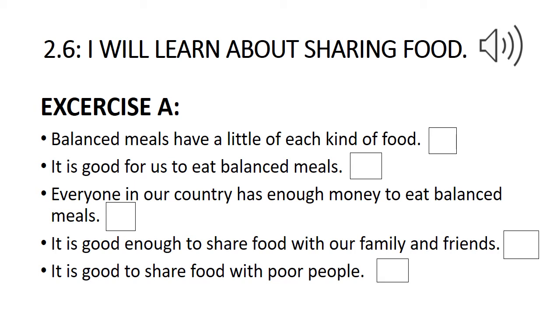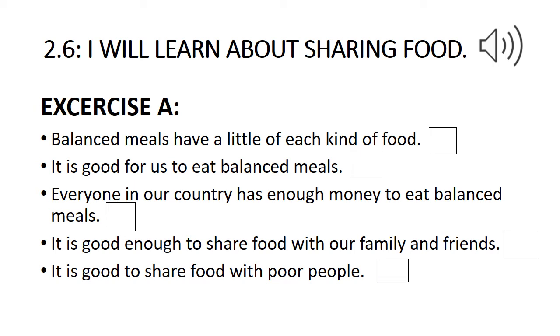Now, the third one is everyone in our country has enough money to eat a balanced meal. No, there are some people who don't even get a one-time meal. So this is not correct, because some people are poor and they can't even afford a one-time meal.